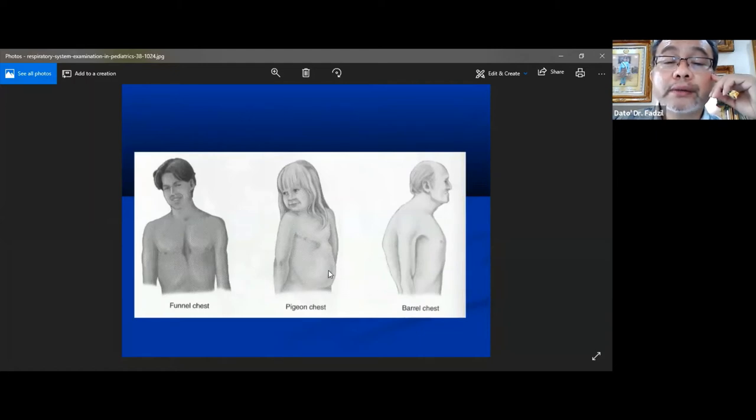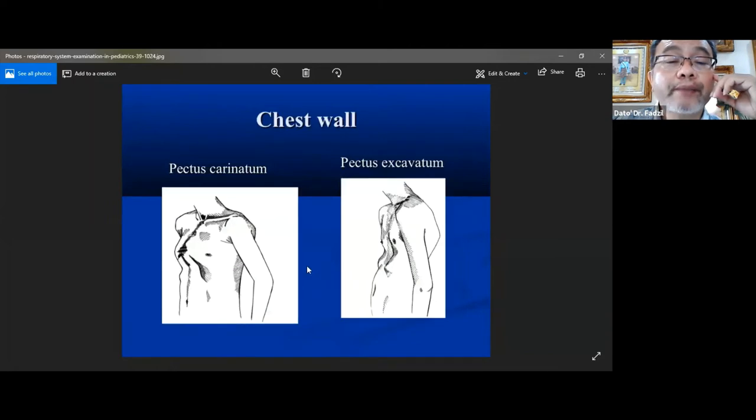Harrison sulcus is not pigeon shaped, there is no picture. This is pectus carinatum, pectus excavatum. Pectus carinatum, excavatum, pectus carinatum. These are different chest deformities, different shapes of the chest.